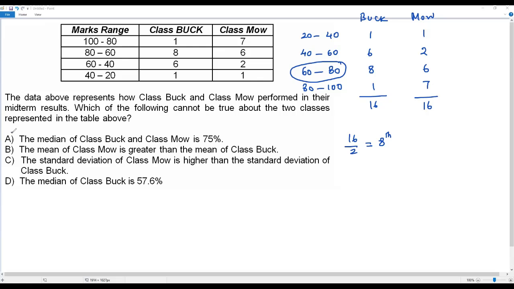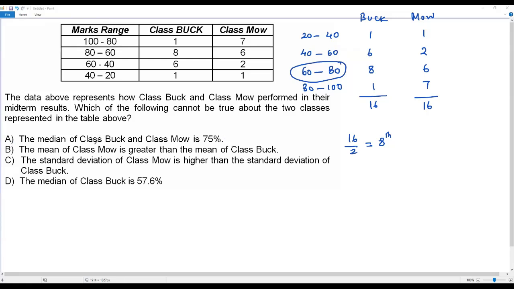Okay, when I go to answer choice A, the median of Class Buck and Class Mow is 75%. Clearly, this 75% is between 60 and 80, so it can be true. Answer choice A can be true. It could be 65% or 70, any value between 60 and 80. But this is in the acceptable range; 75% is between 60 and 80. So we cannot say this is not true. We have to say it can be true. So answer choice A can be true, but we have to find the one which cannot be true. Okay, so it is true, and we can be okay with that.